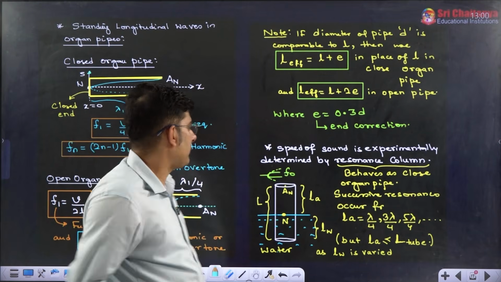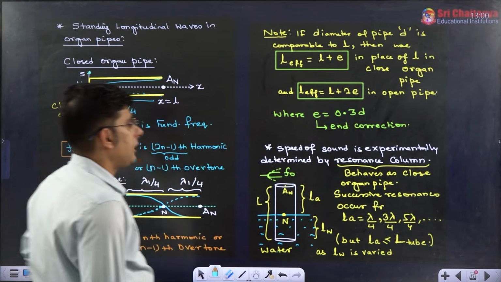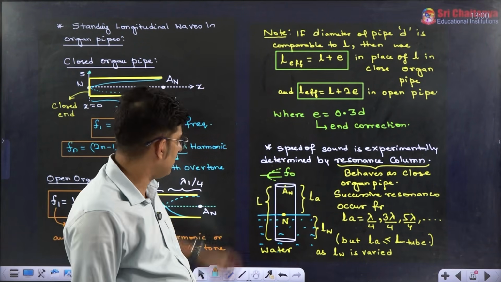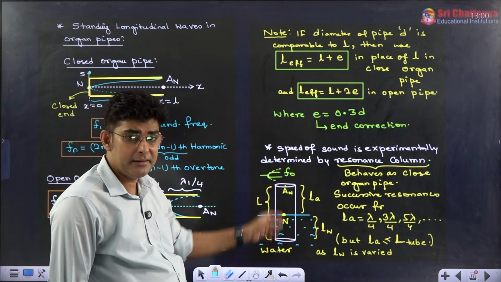Okay. Now speed of sound. Speed of sound is experimentally determined by a device, the resonance column. It is a cylindrical pipe which is open at both ends. It is dipped in water.